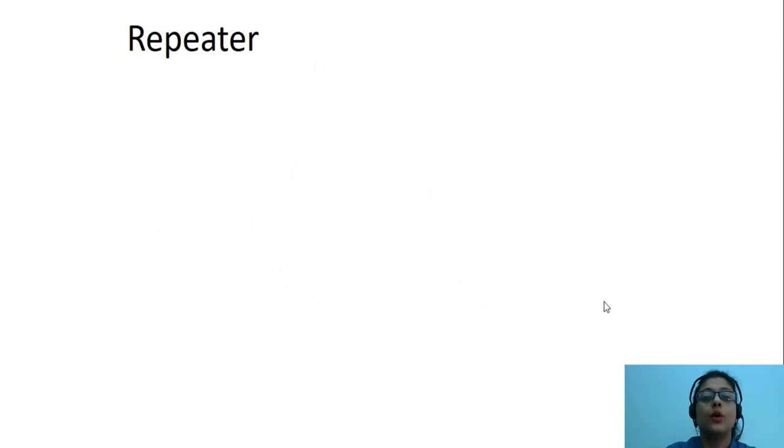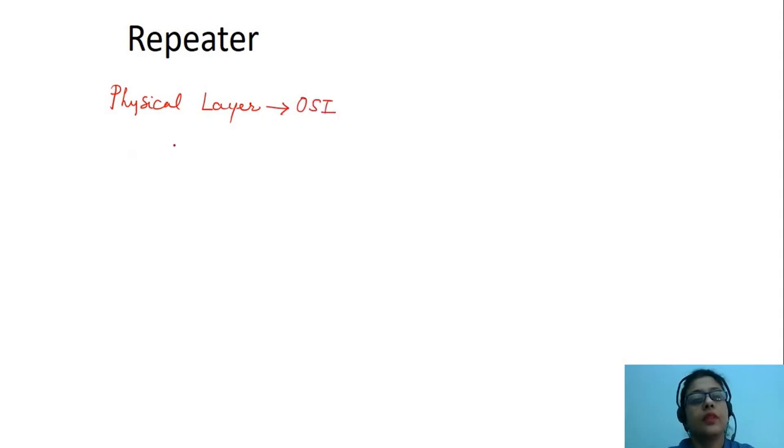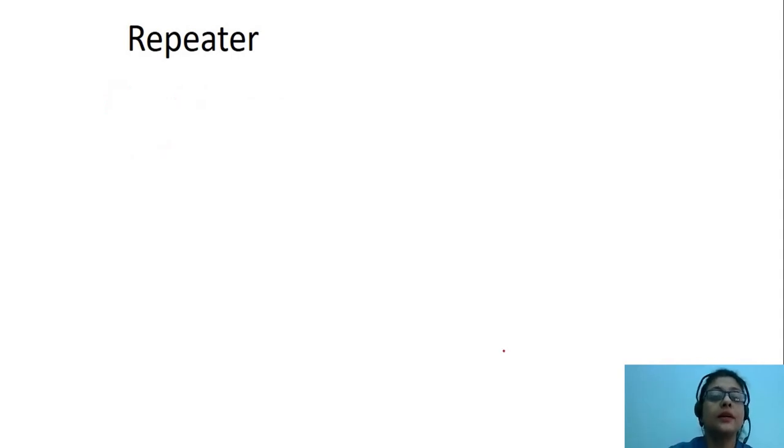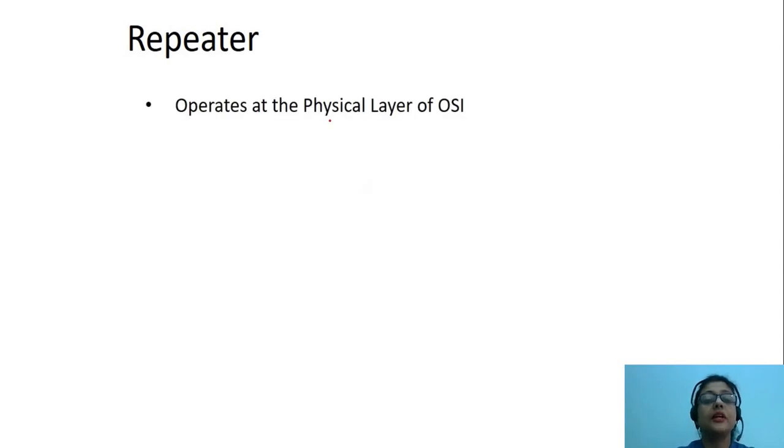Let us understand what a repeater is all about. This is a networking device which is not directly connected to the computer. Repeater is a physical layer device. Now this physical layer is the lowest layer of the OSI model. Now, what is the utility of this repeater? Let us look at the repeater. This is a networking device that operates at the physical layer of the OSI model.